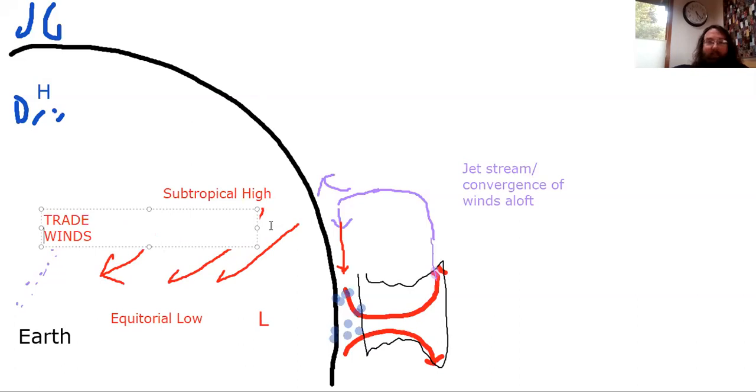Trade winds. And if you're in the tropics, you probably have experienced them. You can notice the poleward, eastern side of an island tends to be a bit wetter than the west side of most tropical islands because of these trade winds blowing from the subtropical high to the equatorial low. Now, in the polar regions, you still have this polar high.